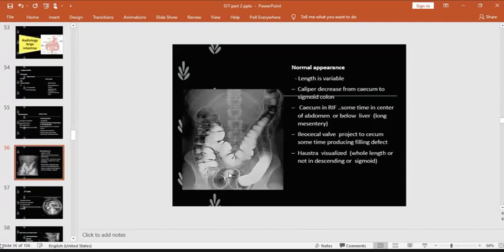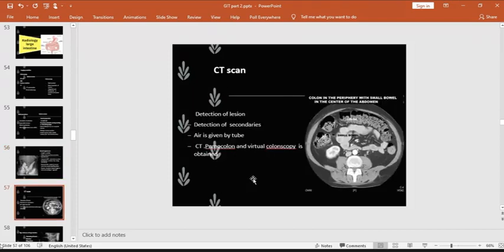This is a normal appearance of the colon by barium enema. These are the rugae. This is the normal diameter of the bowel. If you look at it, the rugae are more prominent in the proximal part of the colon and less prominent in the distal part. By CT scan, this is the large bowel, thin wall. The importance of CT scan is detection of the lesion itself, detection of the site of the obstruction, and detection of any abnormality in the surrounding structures, even far away from the lesion.